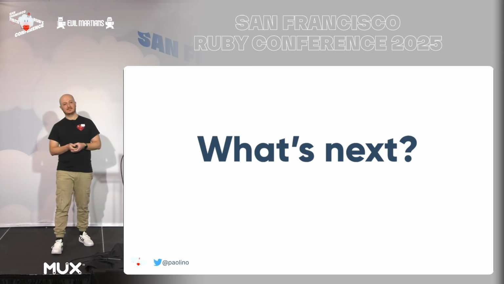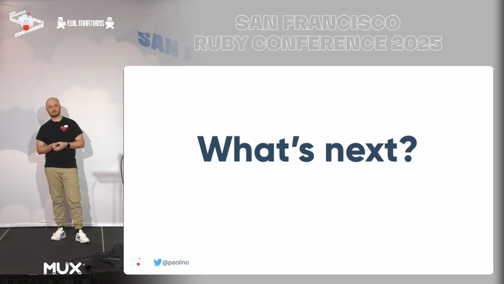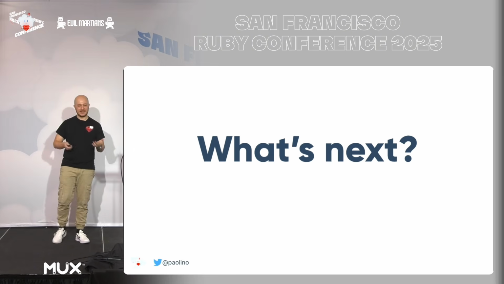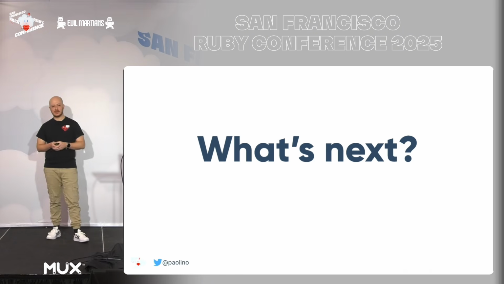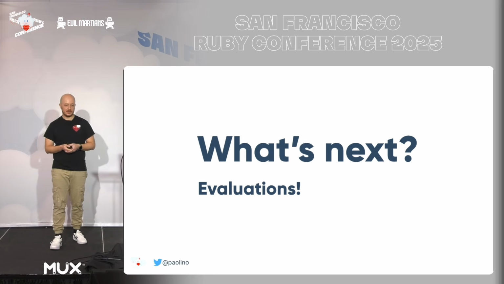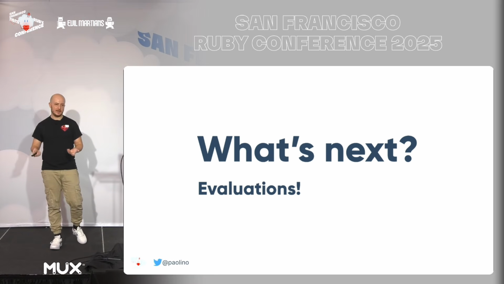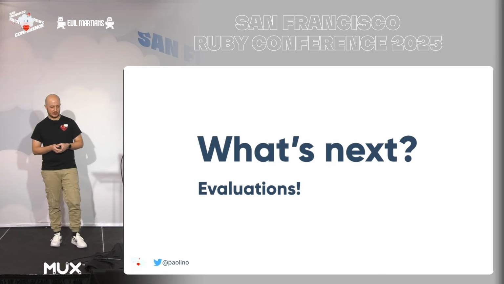So what's next? Well, RubyLLM is growing, but I don't like to make promises. RubyLLM is kind of a gift to the community. However, I will make one exception now because evaluations will be coming. I think evaluations are a super important part of the LLM pipeline. After figuring out how your system prompts and your prompts for your tools work, then you will need to test them, and this is the way to test them. So evaluation will be coming.